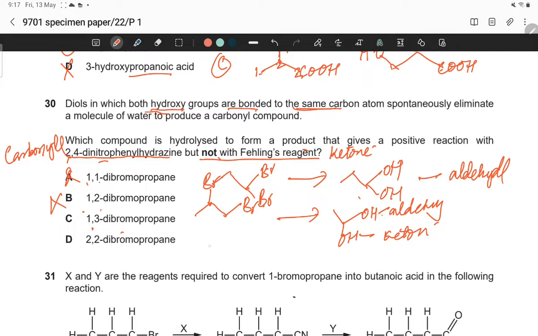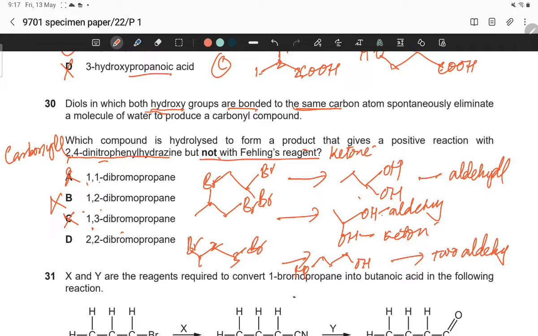1,3-dibromo, 1 bromo and 3 bromo, 1, 2, 3. So this is also incorrect. 2 aldehydes are formed. 2-diol, OH, 1, 2, 3, OH, 2 aldehydes. So this is also incorrect.